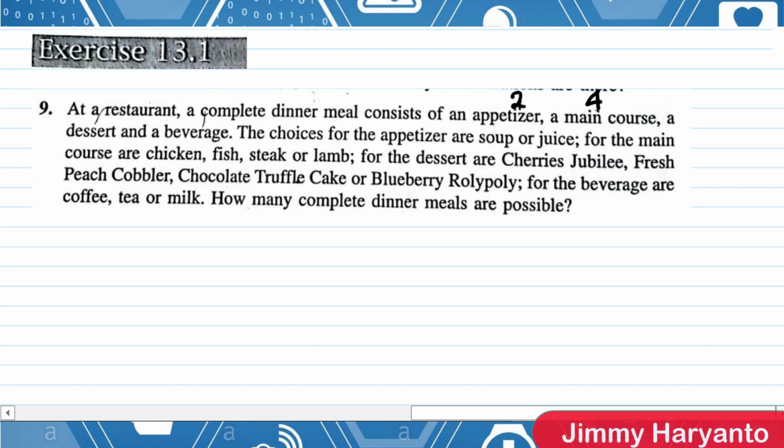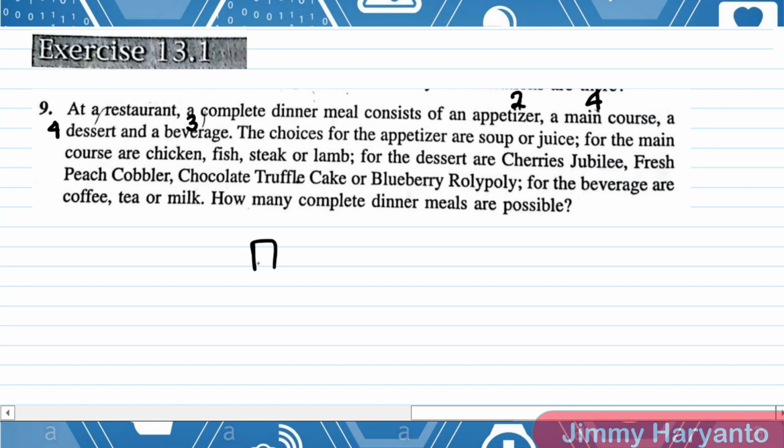And then for the dessert: cherry, fresh peach, chocolate, and blueberry. We have 4 for the dessert. And then for the beverage, coffee, tea, milk, 3.